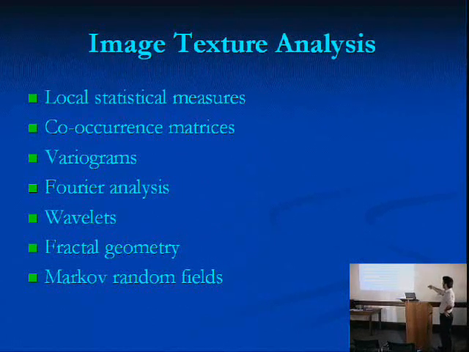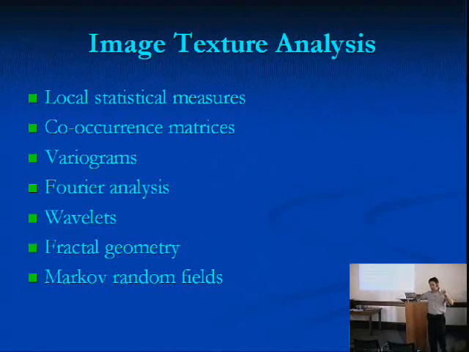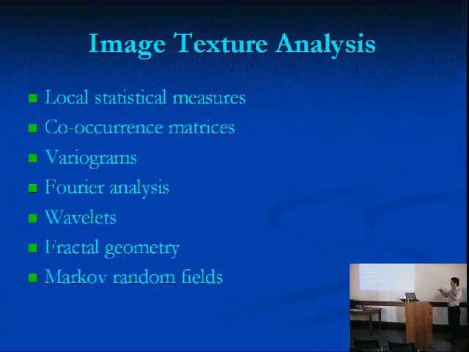A more exotic approach is to look at the surface of your textured image, thinking about it as a three-dimensional surface, and then measuring the fractal dimension of that surface and using that as some kind of gauge for what texture is represented there. And finally, considering the two-dimensional arrangement of pixels as a Markov random field, where each pixel is an instantiation of a random variable, is another common approach.